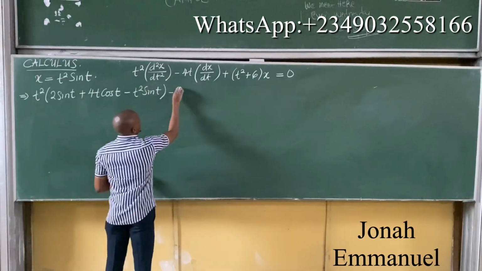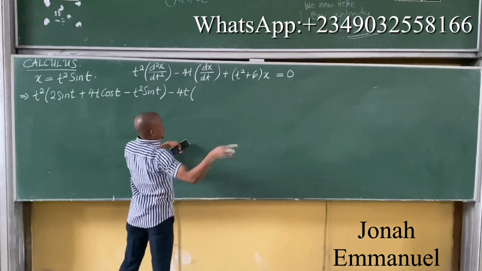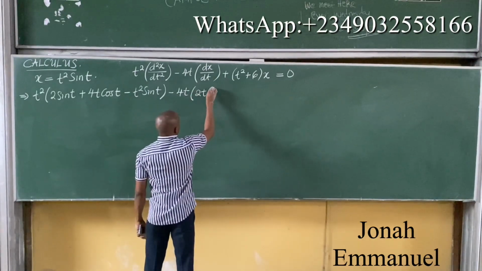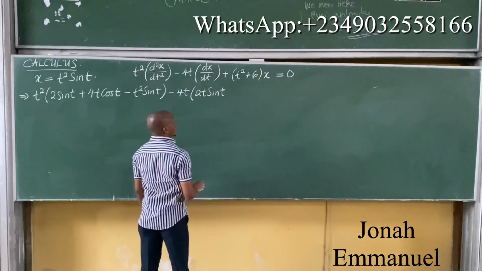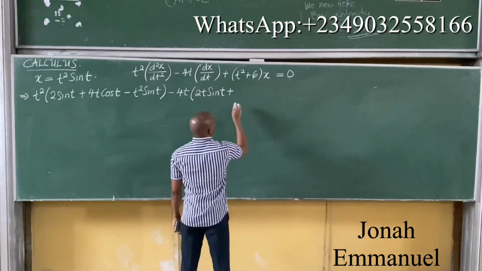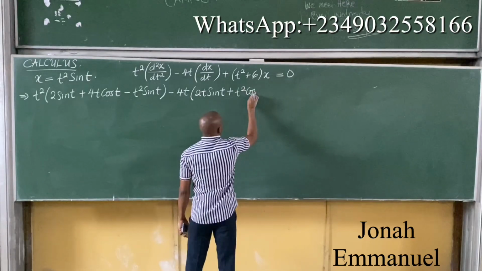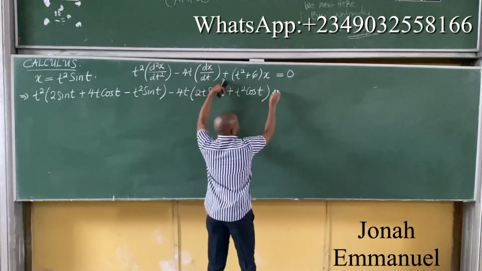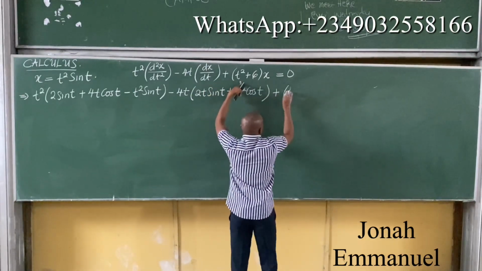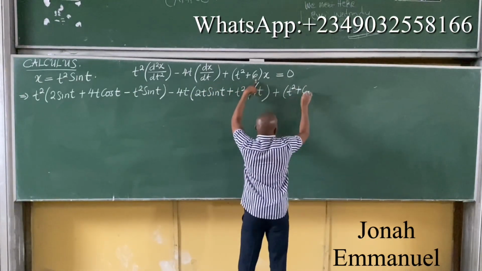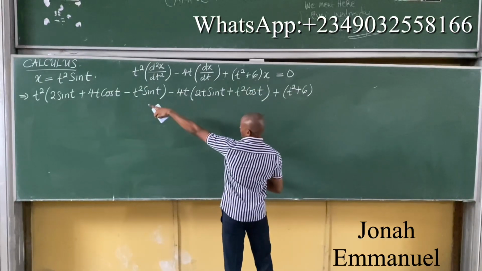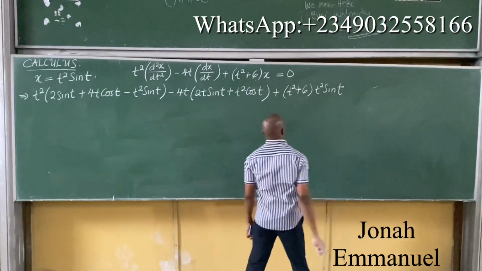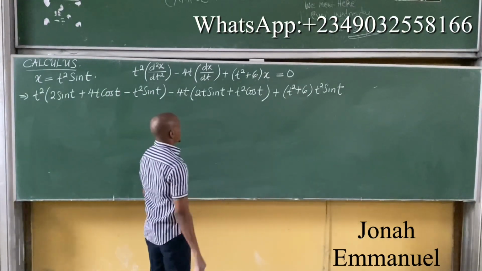Next, minus 4t times dx/dt, which is 2t sin t plus t² cos t. Proceed, plus (t² plus 6) times x, where x is t² sin t. So my task is to expand it and see if it gives me 0.